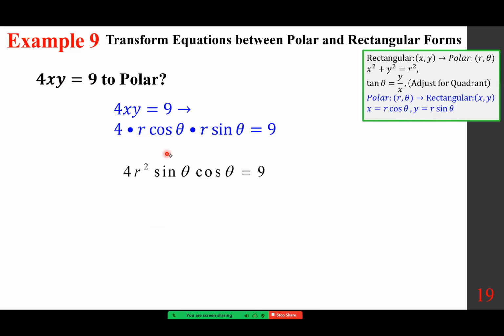And you may change that sine theta cosine theta. If I write this class as 2 here, 2 here, this is sine of 2 theta. So I have 2r squared times sine 2 theta equals 9.